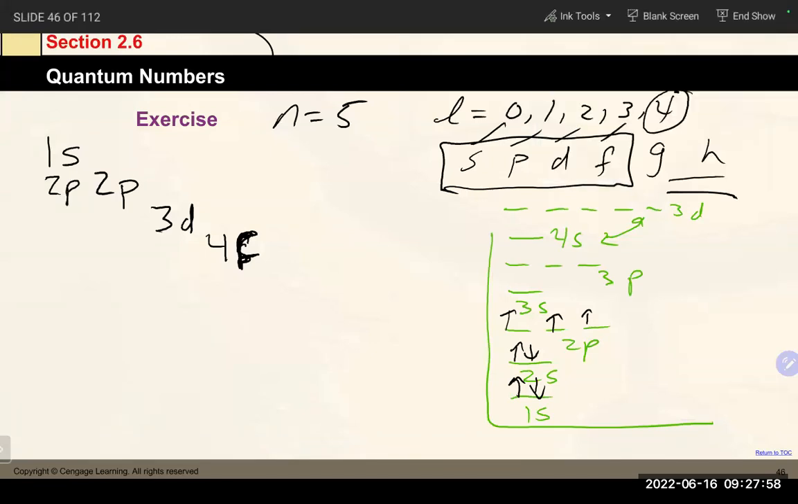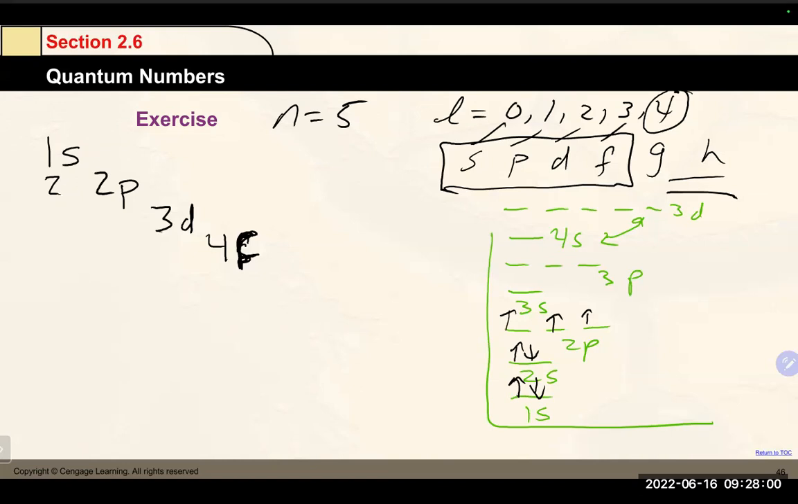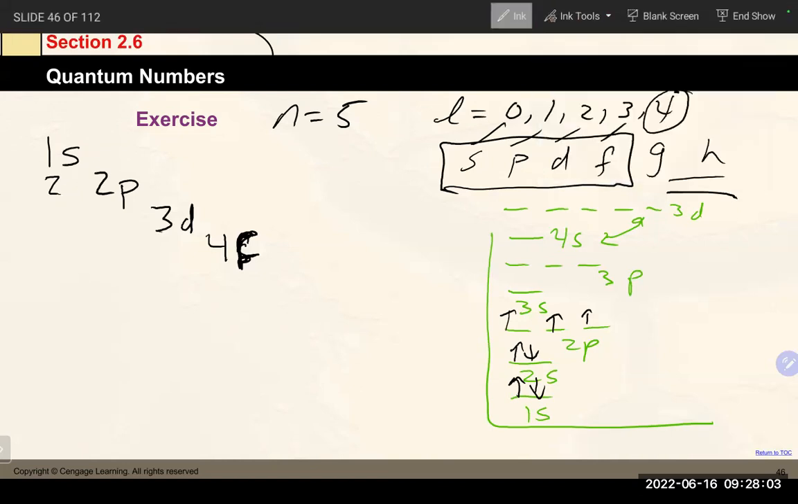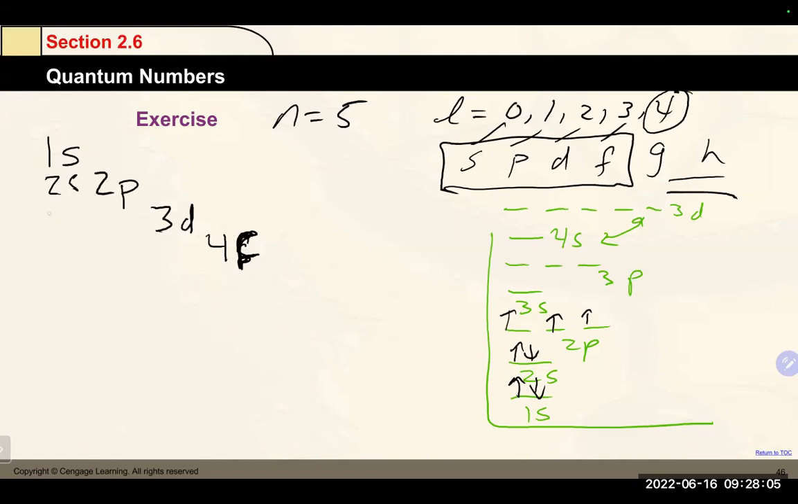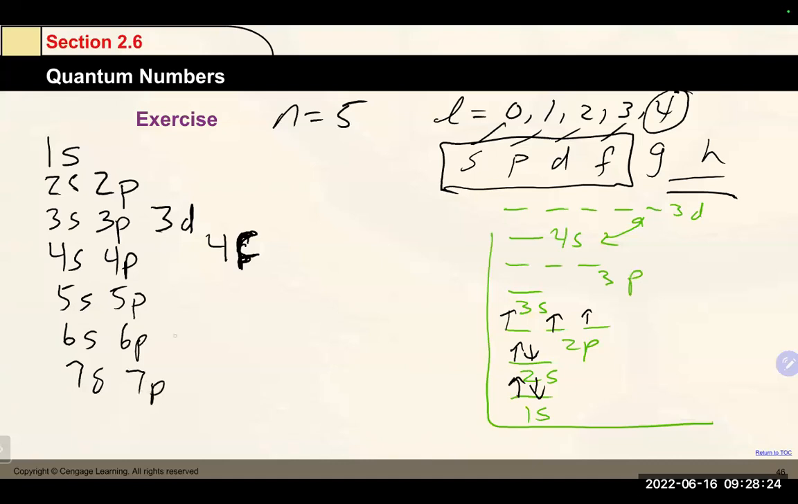And pretty much you could just fill in the numbers underneath it, like 1s, 2s, 3s, 4s, 5s, 6s, 7s, right? n goes from 1 through 7, so that is where the 7 rows come from. And then fill this in. This would be 2p, 3p, 4p, 5p, 6p, 7p, 3d, 4d, 5d, 6d, 4f, 5f.